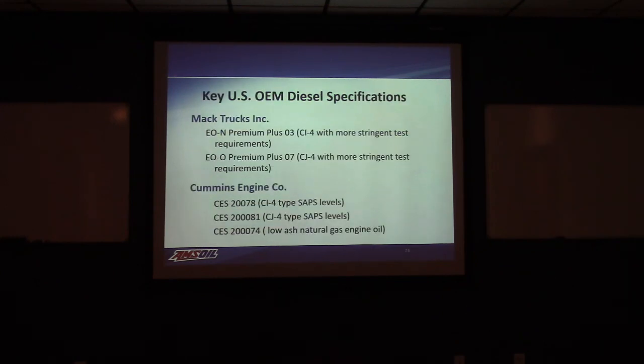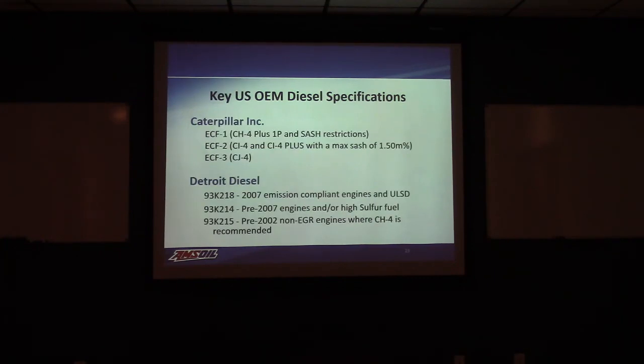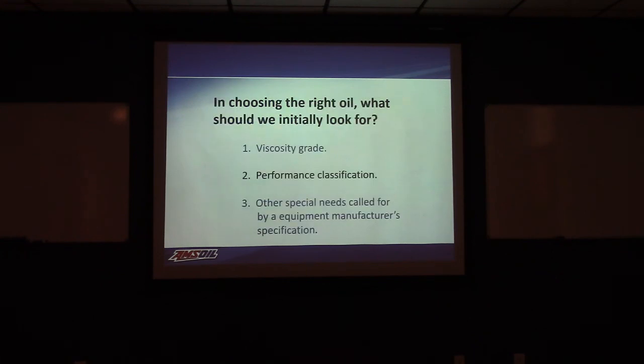We see the same thing in, let's say, the heavy-duty truck industry. Again, here are some different classifications. And a lot of these correlate quite a bit with the API service classification. Mack Truck, for example, on the EON Premium Plus O3, is pretty much the same thing as an API CI4, a little more stringent on some of the requirements. Cummins, we can see the same thing. We even got some listed there for natural gas applications. Caterpillar, same. Detroit Diesel as well.